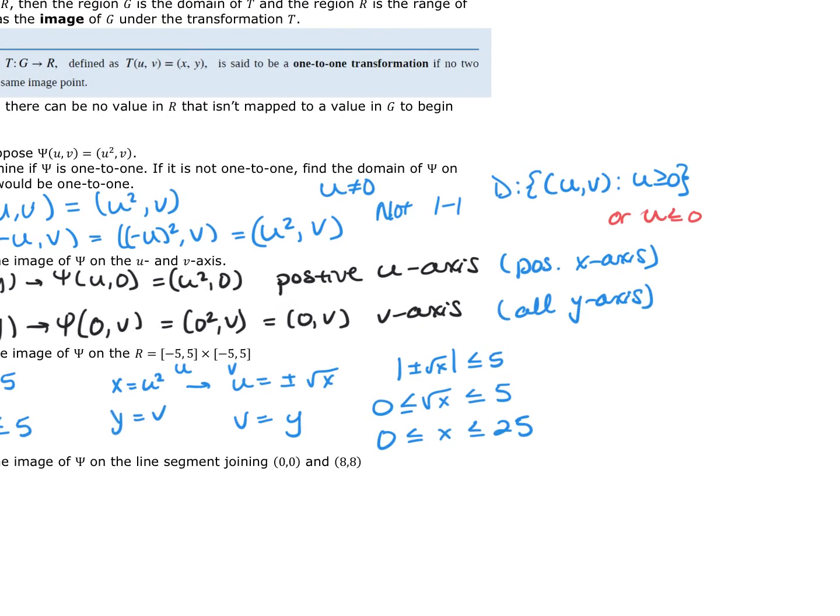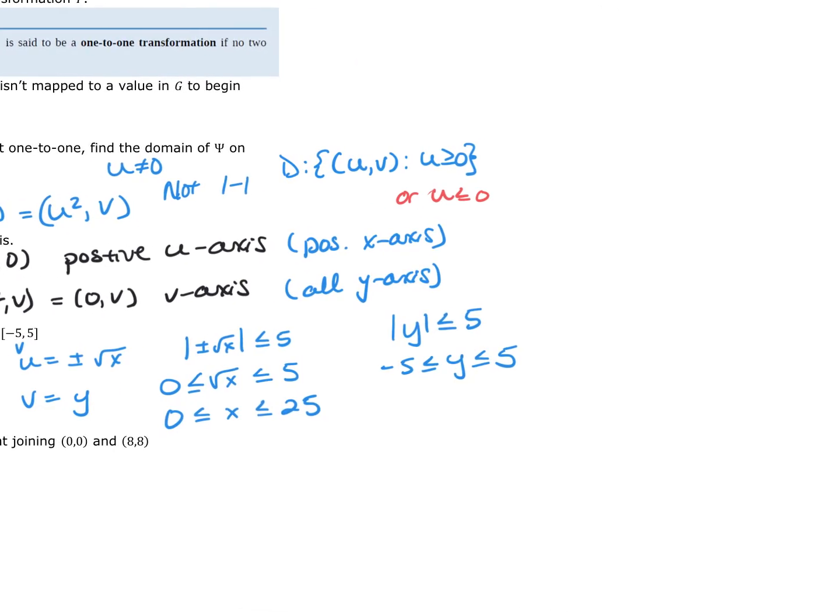Now, since y is v, the absolute value of y is less than or equal to 5, because that's what it was for v. And then -5 is less than or equal to y, which is less than or equal to 5. So I'd have something that looks like this. I would go down from -5 to 5, all the way out from 0 to 25. And that's what the image would look like in the xy plane.